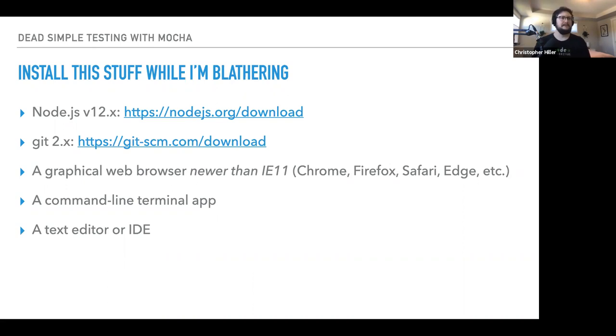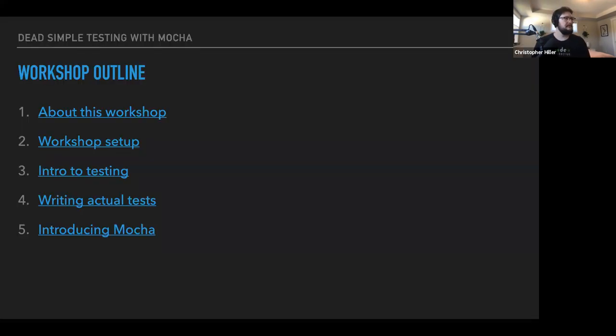So, this is the outline of this workshop. I'm going to start by talking about some of the conventions that we're going to use here and how this is going to go. Next, I'll get you set up with the materials. Then I'm going to talk about testing, kind of just fundamentals of testing. I'll walk you through writing some tests, and then finally we'll take those tests and use them with Mocha.